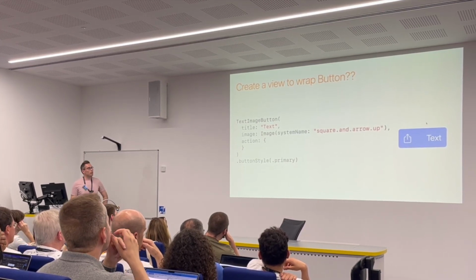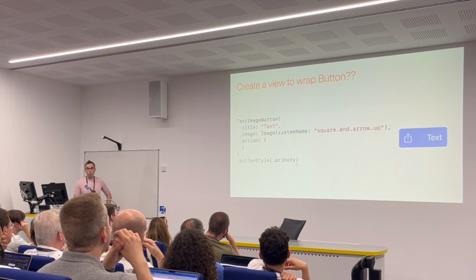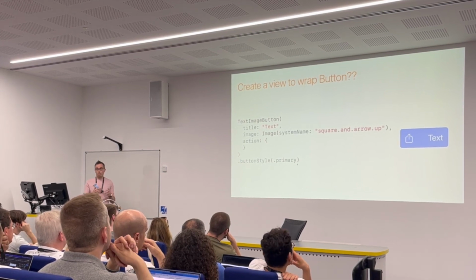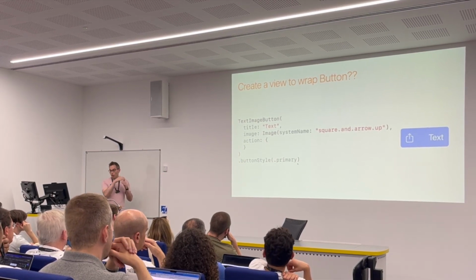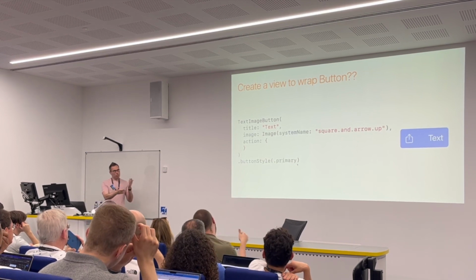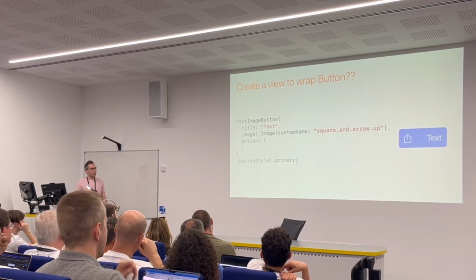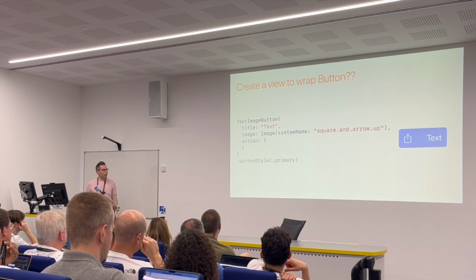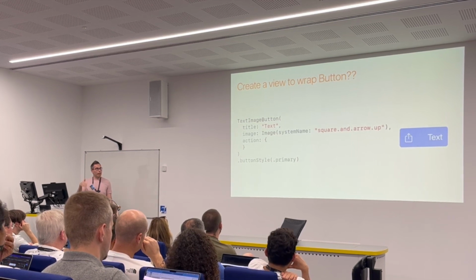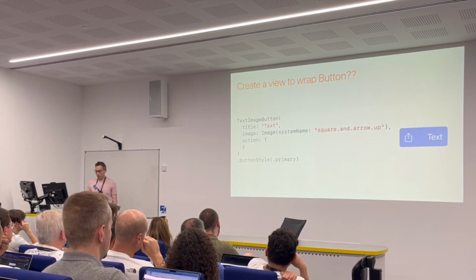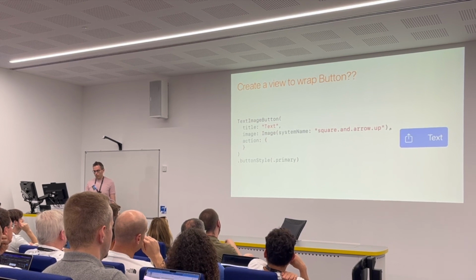Text image button, and our primary button style still works because it's a button inside of that, and styles kind of go up or down the environment, depending on which way you're looking. So this button style will go down into the text image button and then go down into the button inside of that. So that would all work really nicely.